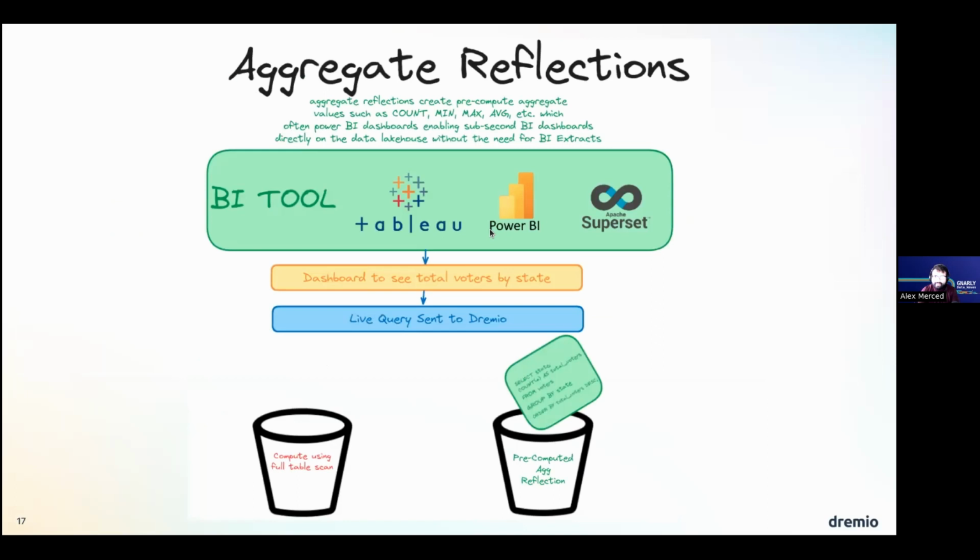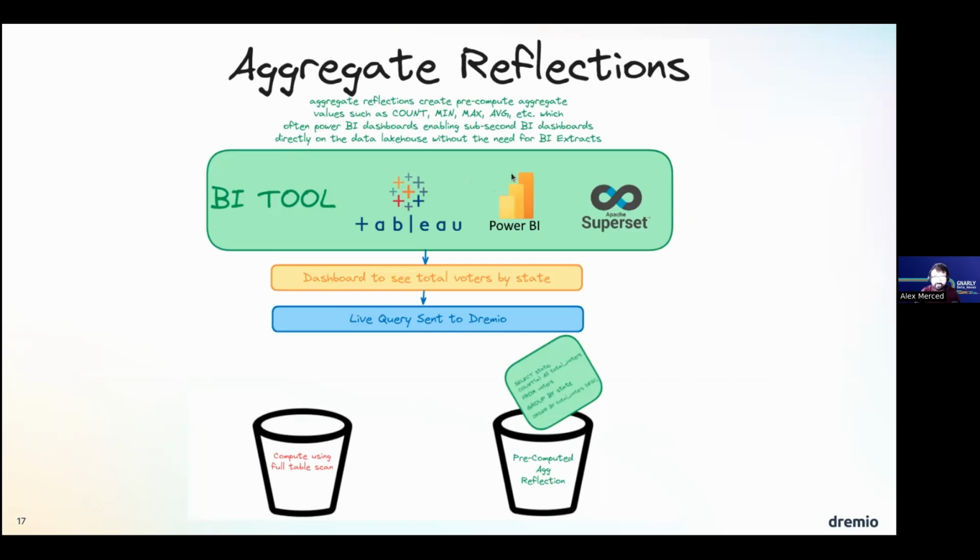And there are other types of reflections. In Dremio, there are also aggregate reflections, which can be turned on in any view or any dataset. What this does is that instead of creating a physical representation of the raw data, like in raw reflections, you're creating a physical representation of the aggregated information, like count, min, max, average, the kind of data you use for a BI dashboard.